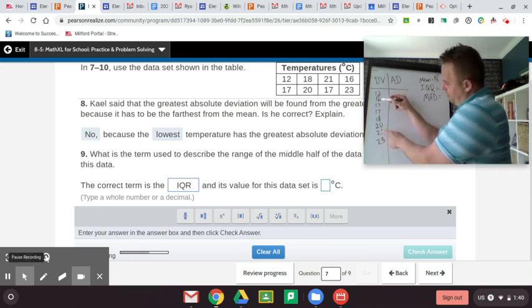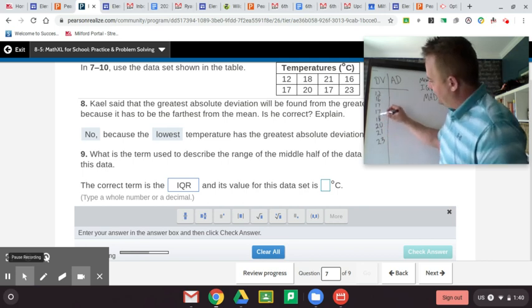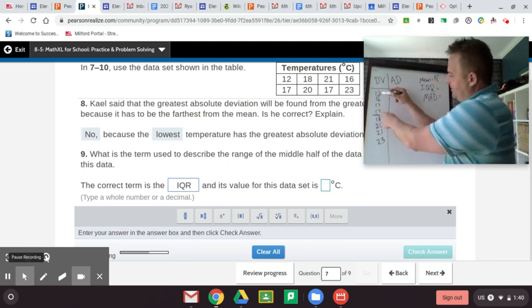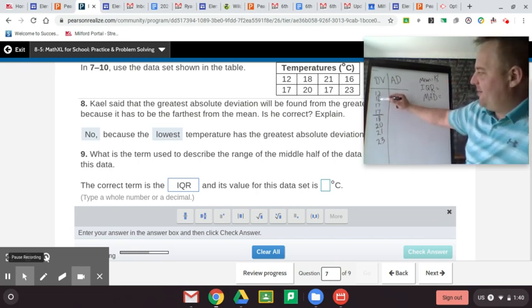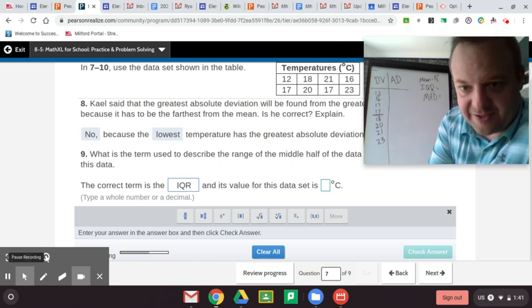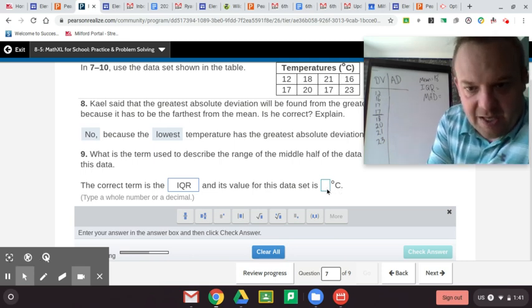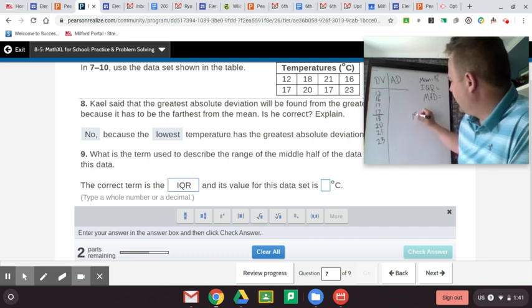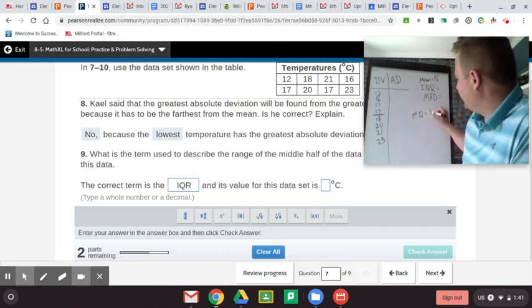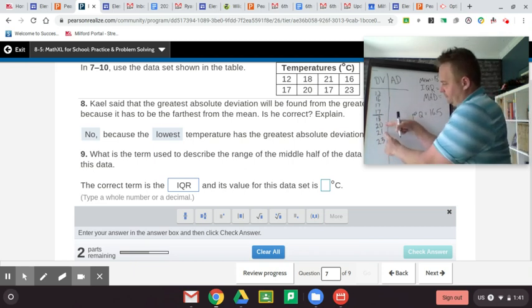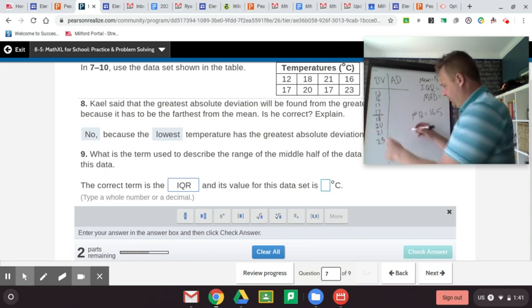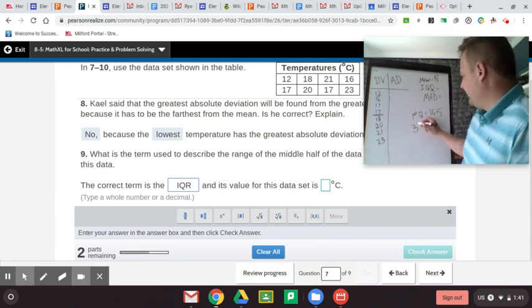Okay, we come between two of them like this. And now, look, we come between two of them here. You add them up and divide by 2. And you get 16.5 here. Can you see how 16.5 would be between there? So the first quartile equals 16.5. And the third quartile, it's right here. 20 plus 21 divided by 2 is 20.5.